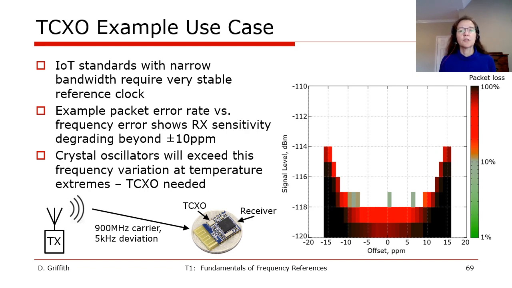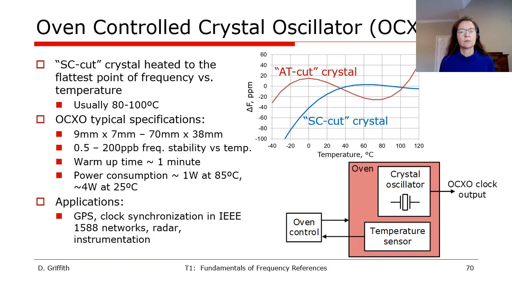So crystal oscillators used by low power radios typically have an accuracy of 10 ppm just at room temperature. So once the temperature varies, the frequency variation will increase, and that means that these narrowband systems require a TCXO. For some specifications, such as network clock synchronization, radar, instrumentation, even the stability achieved with a TCXO is not sufficient. So in these cases, an oven-controlled crystal oscillator, or OCXO, can be used.